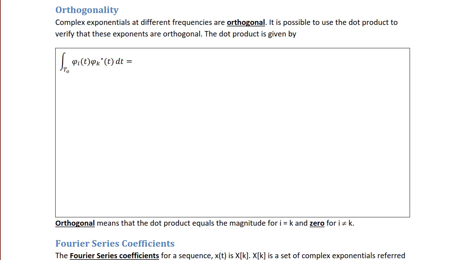Orthogonality. Complex exponentials at different frequencies are orthogonal. It is possible to use the dot product to verify that these exponentials are orthogonal, and the dot product is given by the following proof. Note that we want these complex exponentials to be orthogonal because we use a linear combination of them in order to approximate periodic signals.